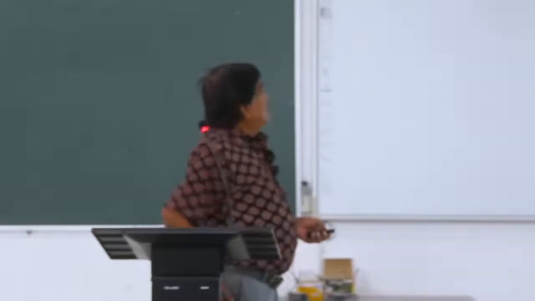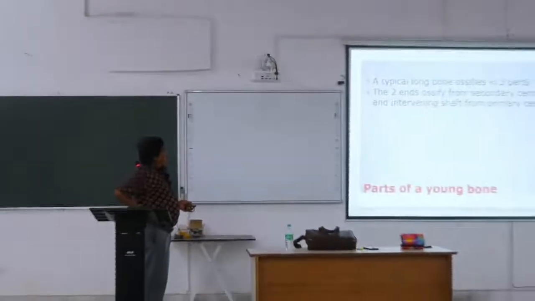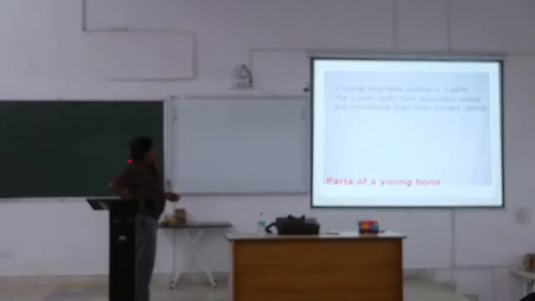Dentine and cement are present in teeth. Okay. Parts of young bones. A typical long bone ossifies in 3 parts. The 2 ends ossify from secondary centers and the intervening shaft from a primary center.